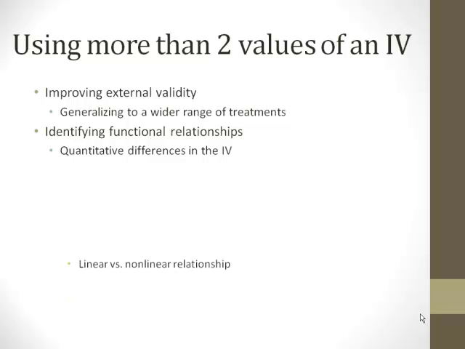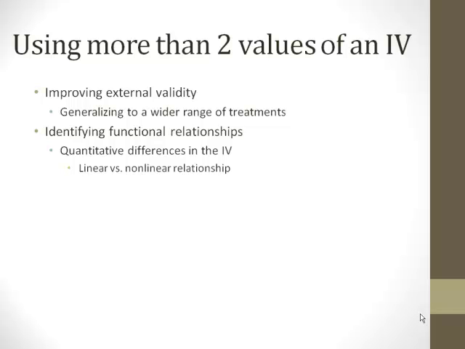And by doing that, we can then look at the relationship between the IV and the DV to get an idea if it seems to be linear or nonlinear, right? And linear just means that increases in the IV lead to predictable and incremental either increases or decreases, but always in the same direction, in the DV.